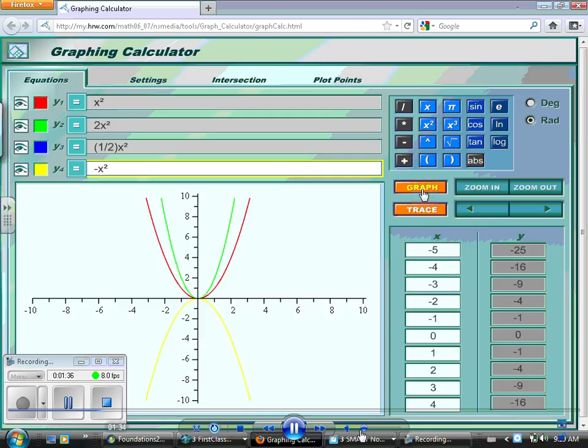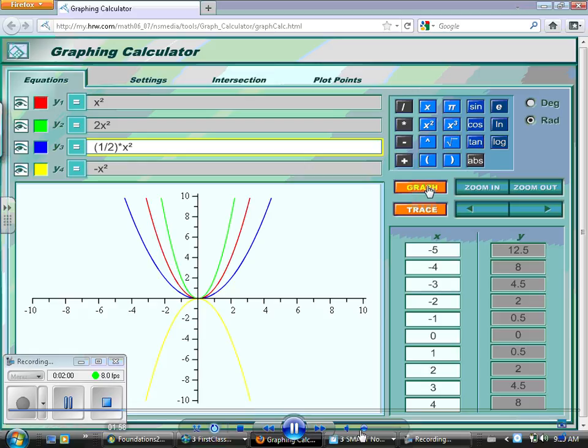Our blue one is not showing up. So let's see. Maybe it doesn't like the way I put that in. We'll just change that. We'll put a multiplication sign in there and hopefully that'll work. Okay, there we go.